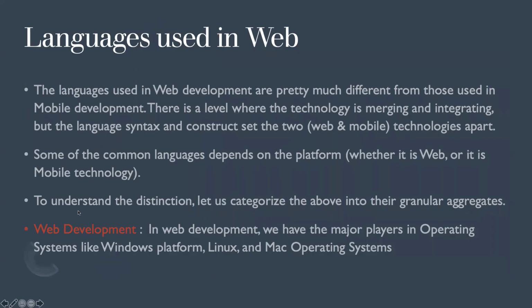So we talked about the languages we use on the web, and we want to be very specific in terms of the operating systems. Now, on the web side of things, we have the Mac operating system, the Linux operating system, and of course we have Windows. And we know those three are very common.